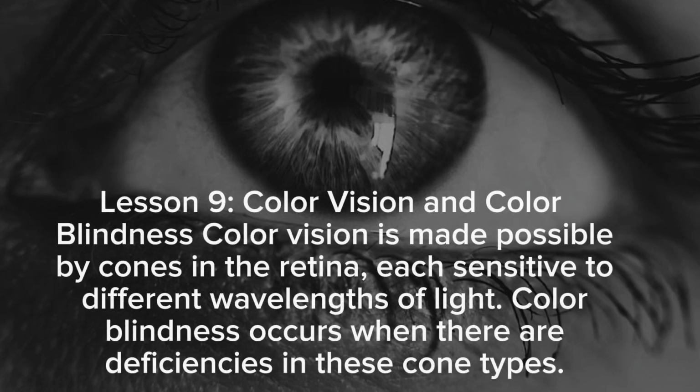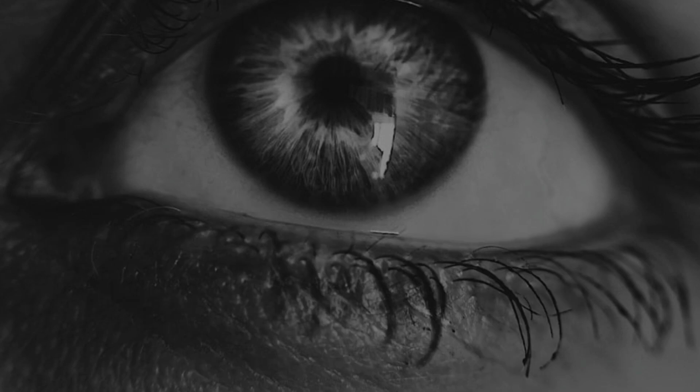Lesson 9. Color vision and color blindness. Color vision is made possible by cones in the retina, each sensitive to different wavelengths of light. Color blindness occurs when there are deficiencies in these cone types.